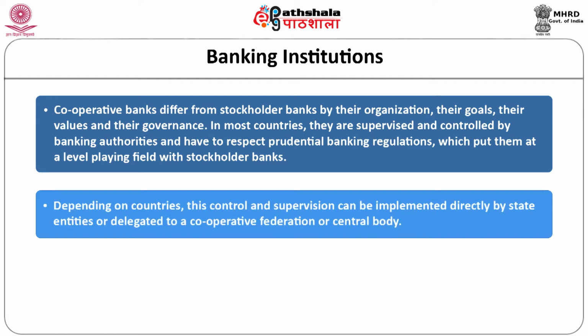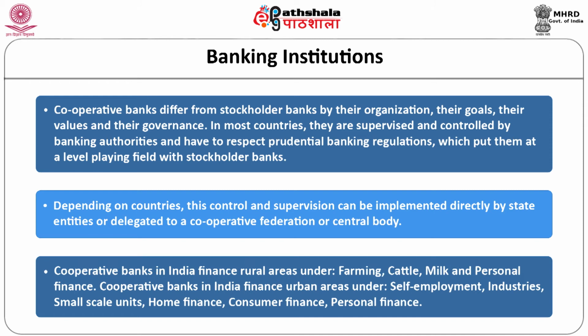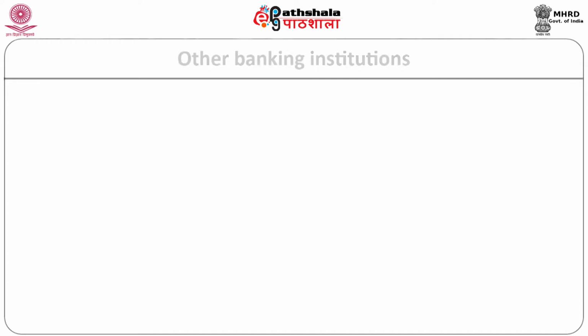Depending on the country, the control and supervision can be implemented directly by state entities or delegated to a cooperative federation or central body. Cooperative banks in India finance rural areas under farming, cattle, milk, and personal finance. Cooperative banks in India finance urban areas under self-employment industries, small-scale units, home finance, consumer finance, personal finance.